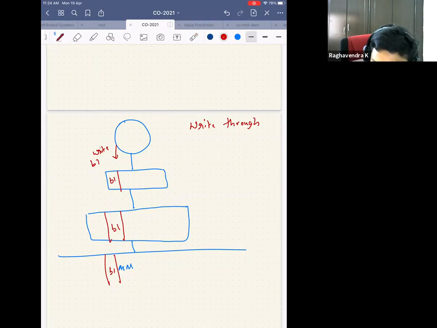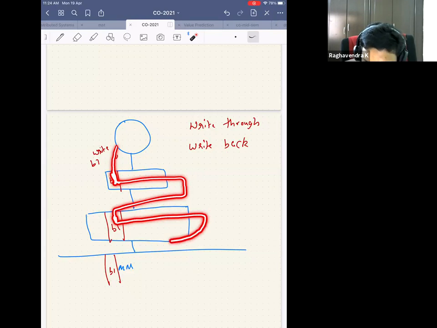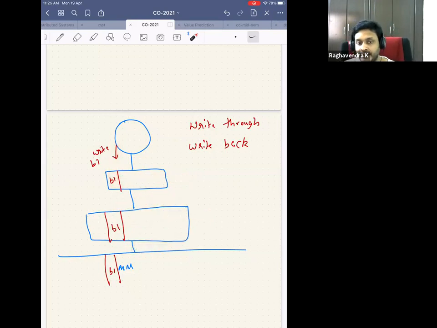And there is something called a write back cache. What do I mean by write back cache? When I generate a write, I write it only to B1. Only to B1. I set the dirty bit to 1. When the block is removed from L1, I update the content in the next level. And when this block is removed from L2, I update the content to the main memory. That's why it's called write back. I write it back only after the block is removed from the higher level cache, by using the dirty bit. So there is a write through cache, there is a write back cache. It's up to you what you want to implement.